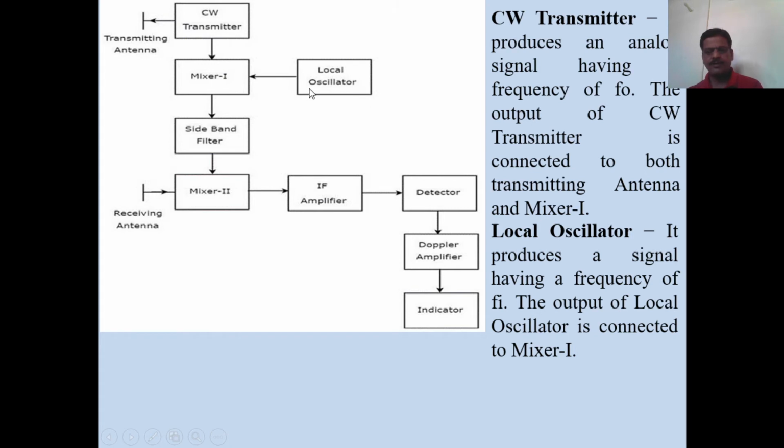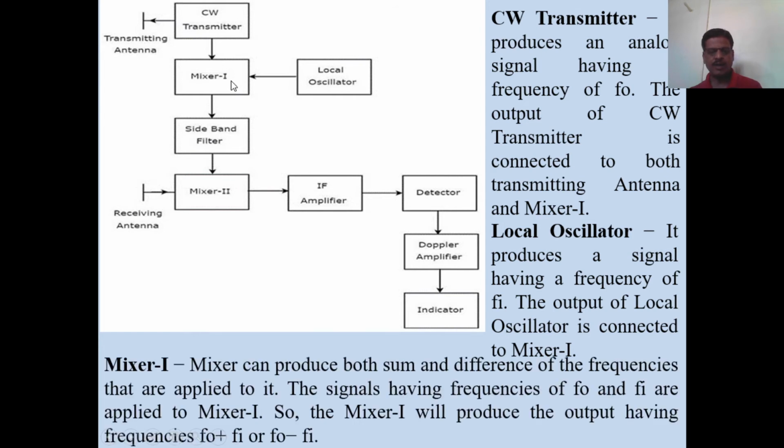The frequency produced by this local oscillator is FO, and that frequency is provided to the mixer 1. This mixer 1, as the name of this block suggests, mixes the two frequencies, one coming from the CW transmitter, another coming from the local oscillator. And here the local oscillator produces the frequency FO, and this CW transmitter produces the frequency Fi.